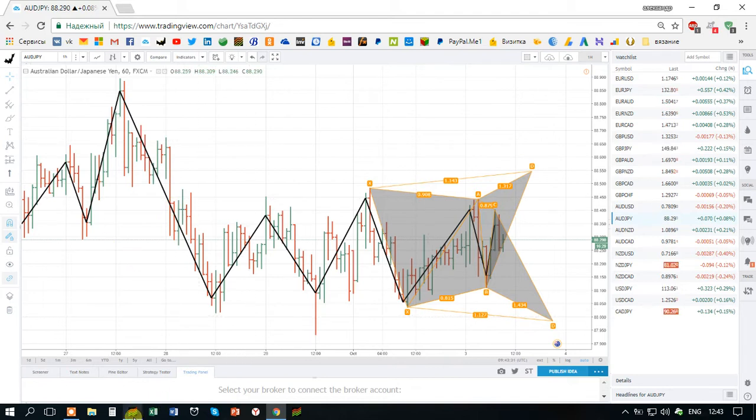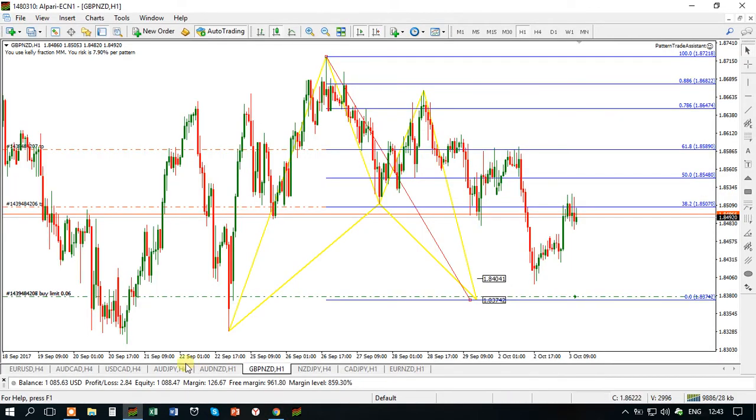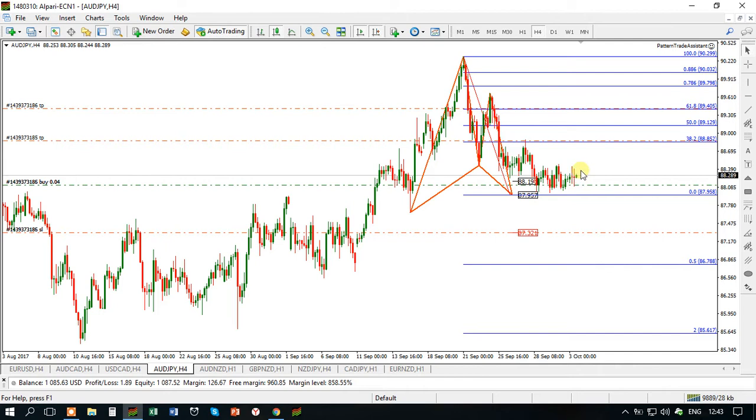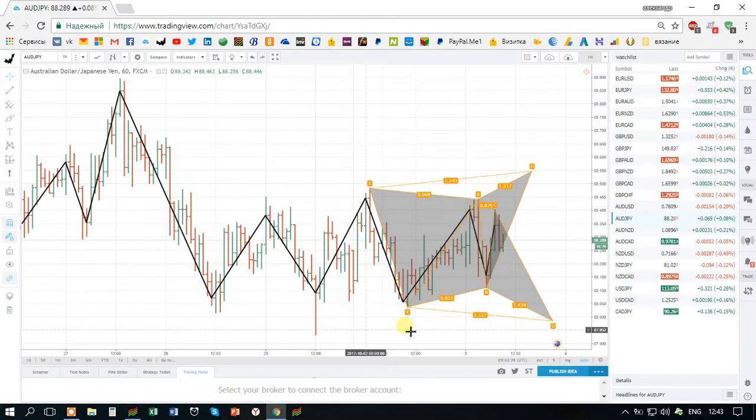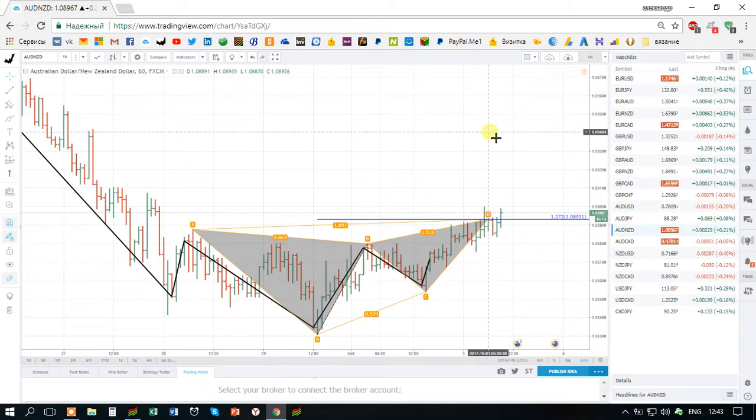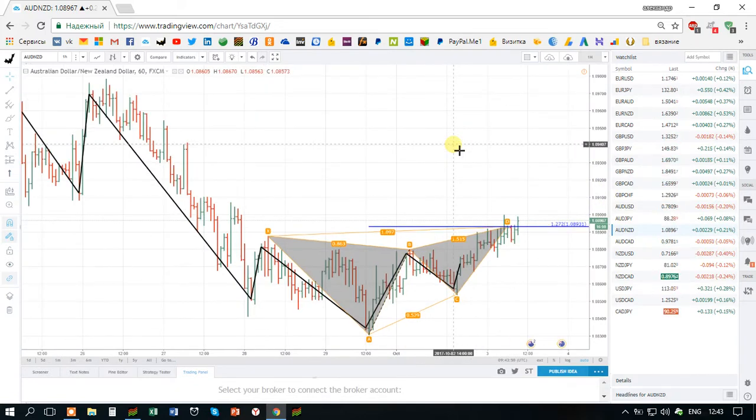I already have the trade on this pair, Aussie yen 4 hour. We are running right now, so I'm not going to double my risk on that pair. I first wait until it hits take profit, or maybe stop loss. Aussie New Zealand, the trade just triggered. It is a butterfly advanced formation.